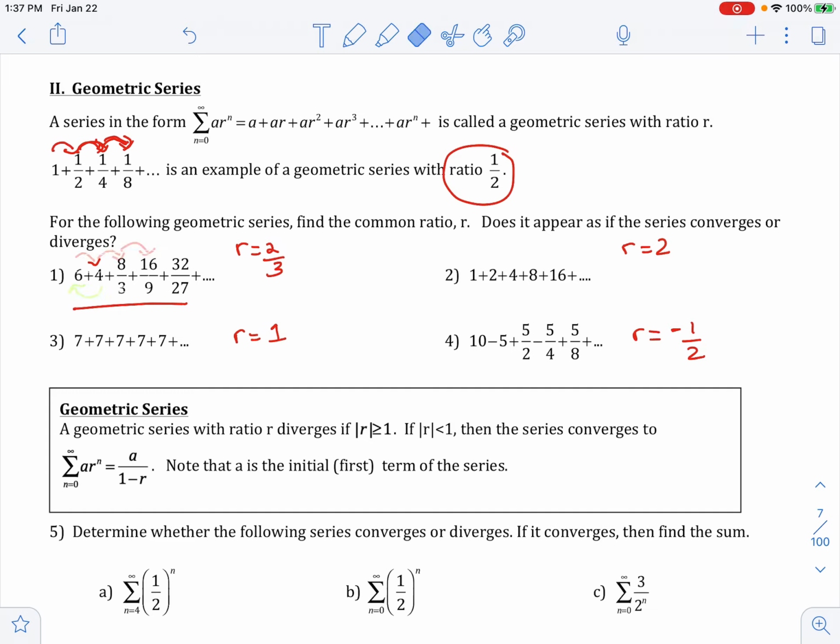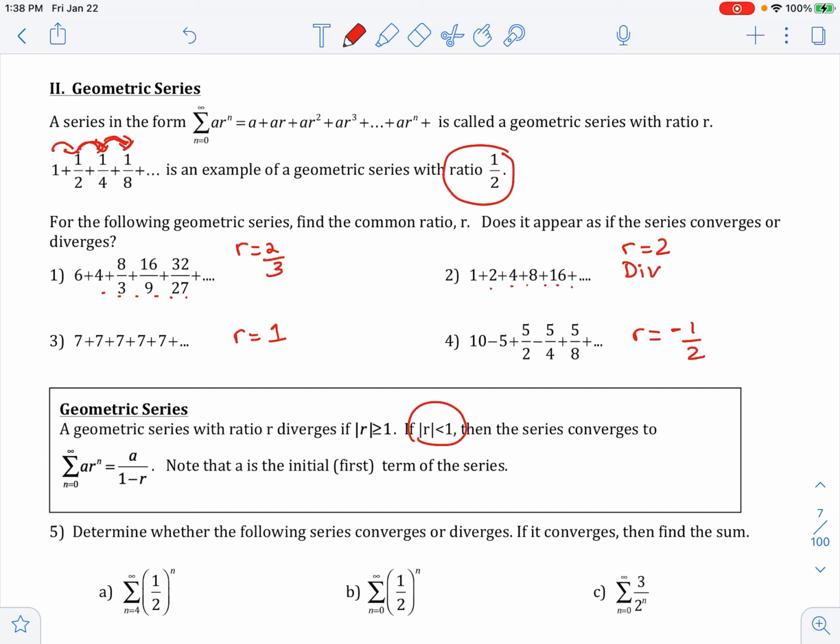Now, if you think about it logically, the only way that a sum could conceivably add up to a value is if the numbers are actually getting smaller. Like in number 2, if the numbers are getting bigger and bigger, every time that you add another number, the sum is just getting bigger and bigger. So I can tell that this is going to diverge. There is no sum to this infinite series. We're adding up numbers infinitely. So the only way a geometric series can converge is if the absolute value of r is less than 1.